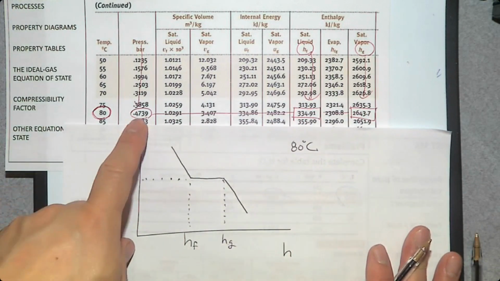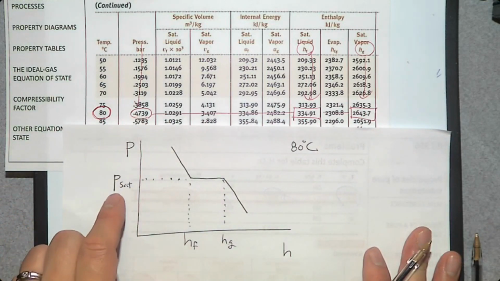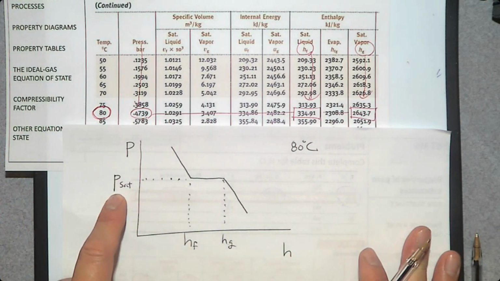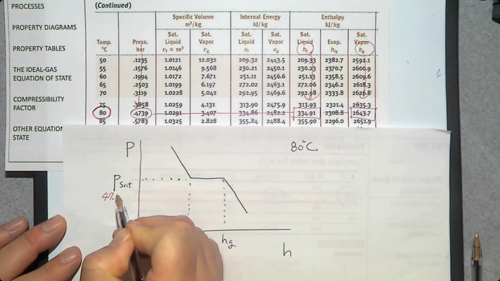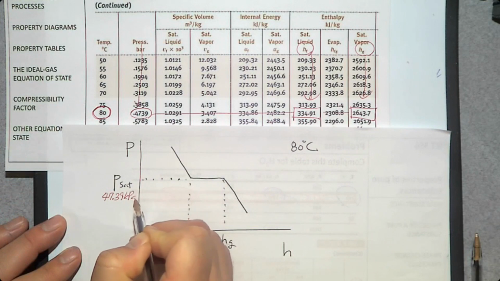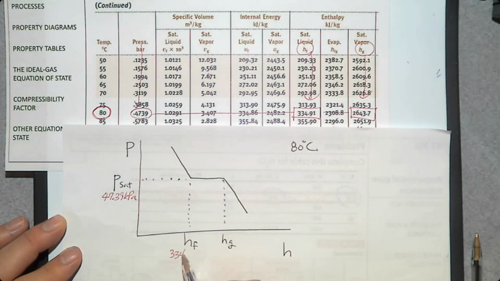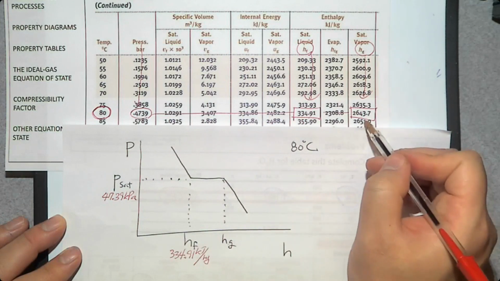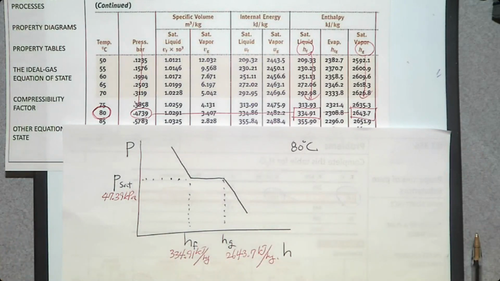So P sat is 0.4739. No, the unit of this pressure is going to be bar. So in kilopascal, it is 47.39 kilopascal. And hf, 334.91 kilojoule per kilogram. hg, 2643.7 kilojoule per kilogram. So that's how you make the Ph diagram.